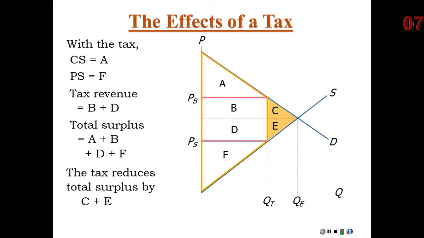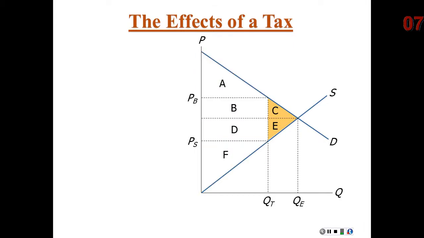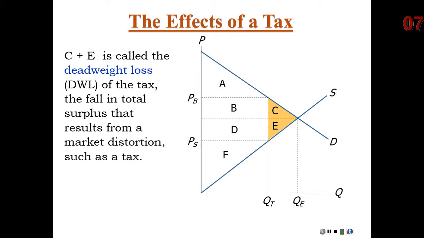These are transactions that used to take place. The product was produced and the buyers consumed them, and there was value, consumer and producer surplus there represented by C plus E. But now they no longer take place. They've vanished. Okay, they've been essentially destroyed by the tax. We call this deadweight loss. C plus E represents deadweight loss in the market.